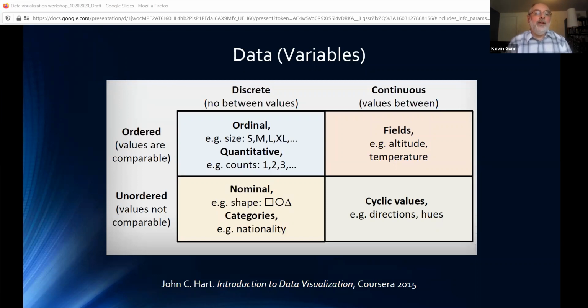If you're looking at continuously ordered, you're looking at fields, and that's a common thing here with regards to altitude, temperature, that sort of thing. If you're looking at continuous but unordered, then you're looking at cyclic values, and examples of that would be directions and hues.